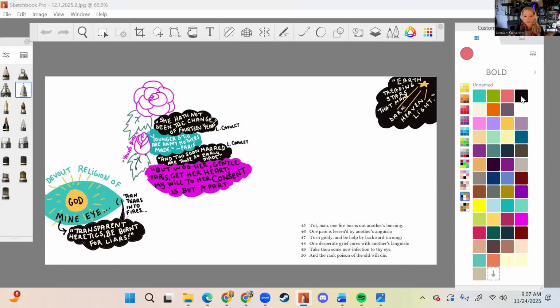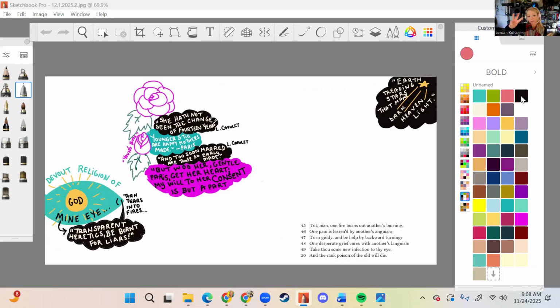Don't do that, right? So he basically says that like the devout religion of mine eye, if I'm crying tears over it, and then all of a sudden I look at another girl and I'm like, oh, my tears have dried up. I don't care anymore. And they have turned tears into fires, meaning now I have a passion for a different woman. Then those tears were heretics, right? So it's again comparing the idea of love, being in love with a woman, being in love with a partner to God. And that's very dangerous, right? We have to be very careful.